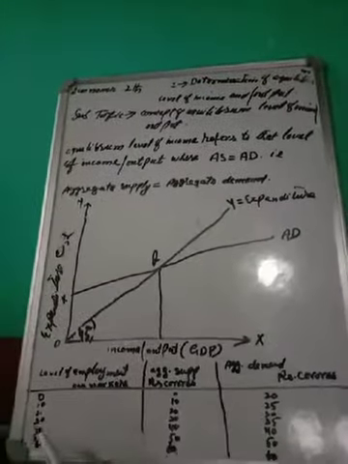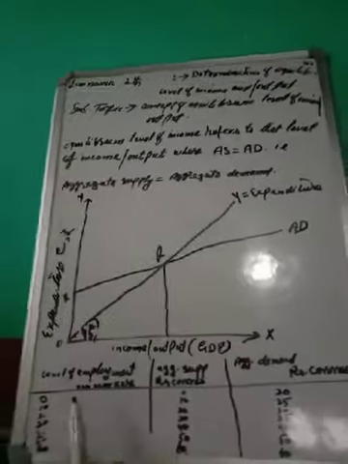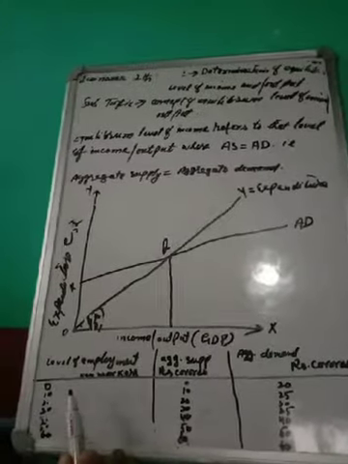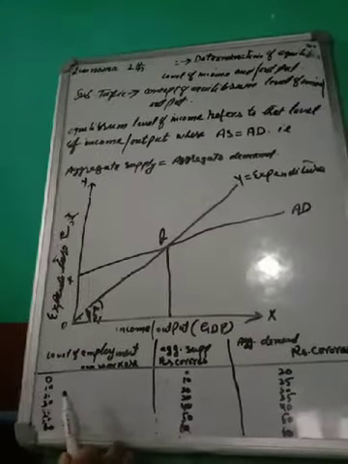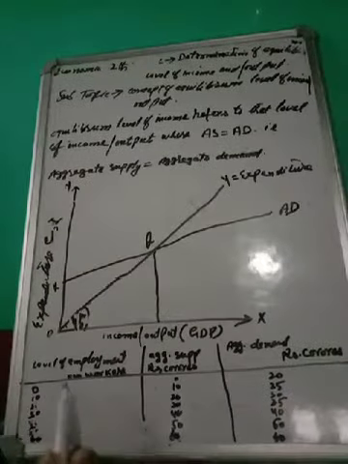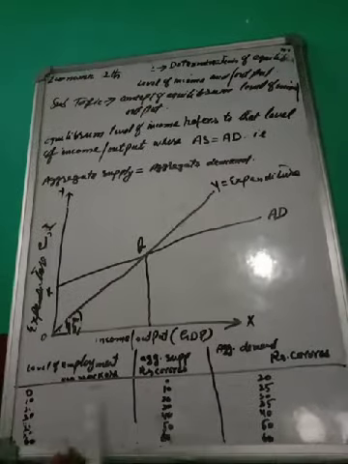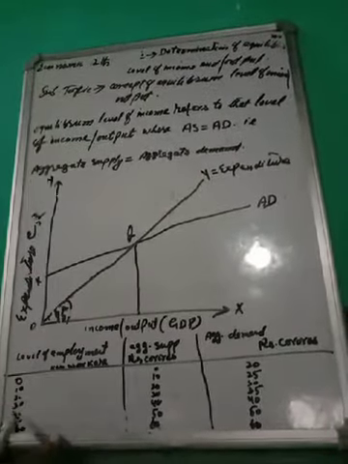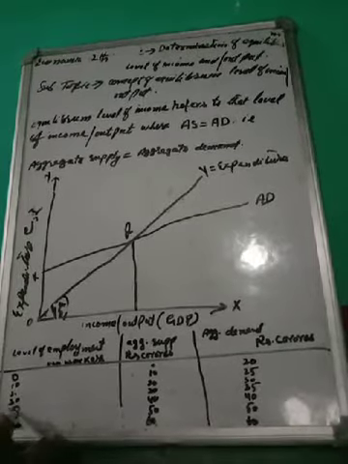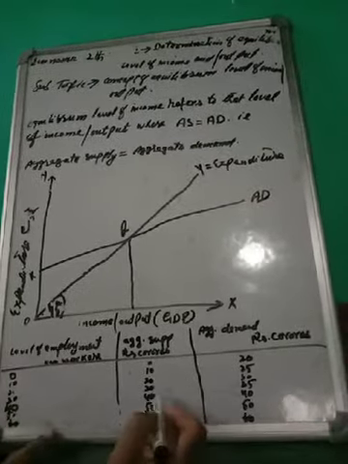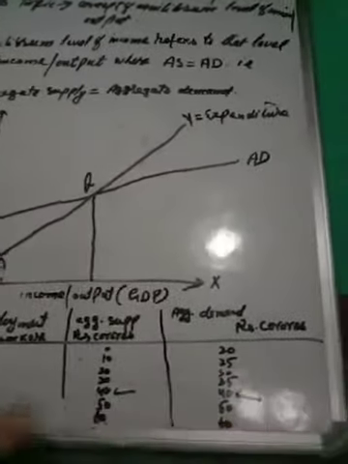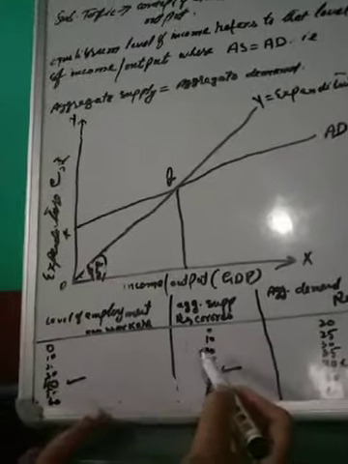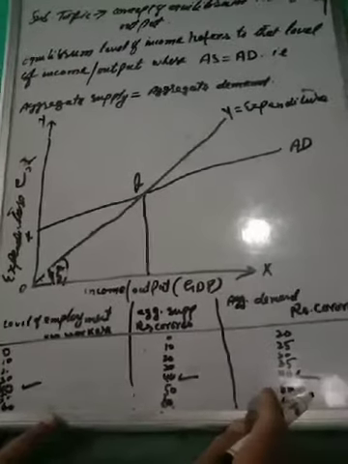Now by this graphic representation and this tabular presentation, I hope it is clear to you where aggregate supply is equal to aggregate demand. You can see that at the level of employment of 40 workers, the aggregate supply is also 40 and the aggregate demand is 40. Here we can say aggregate supply is equal to aggregate demand.